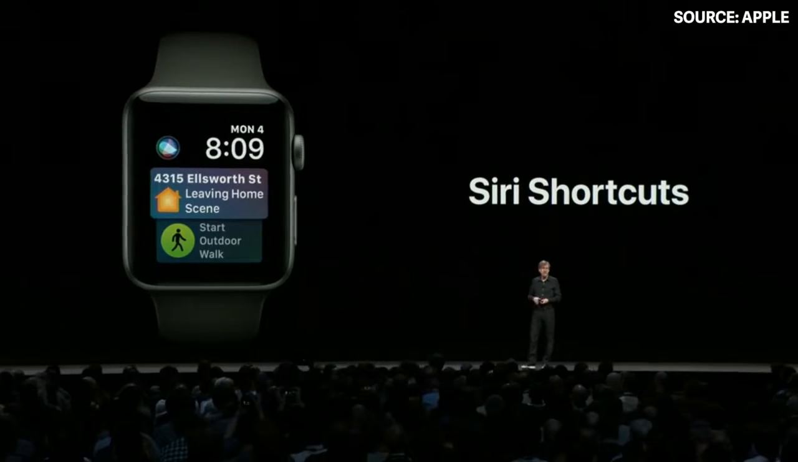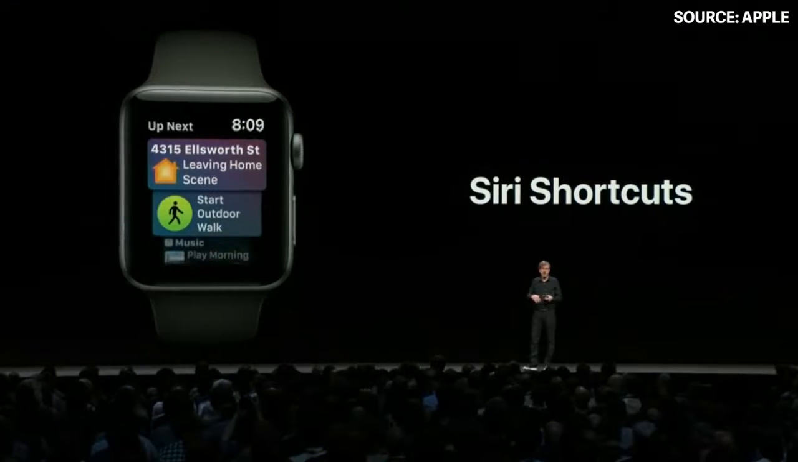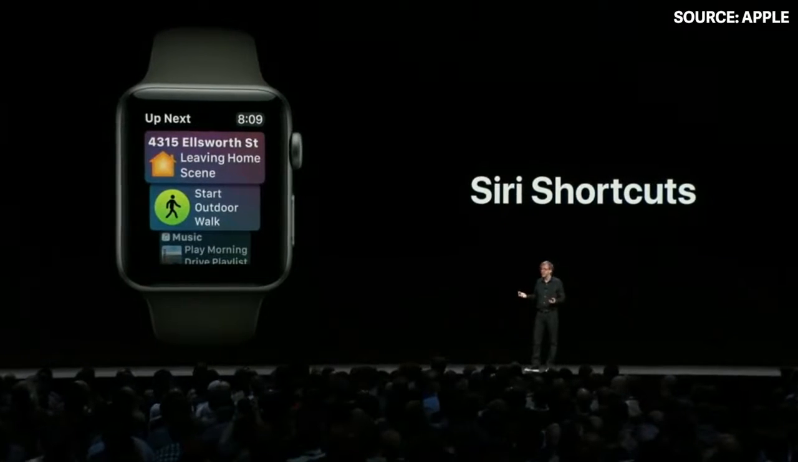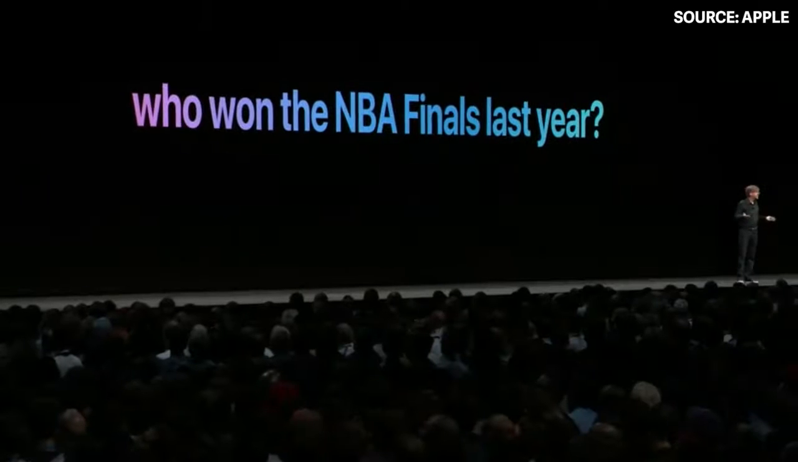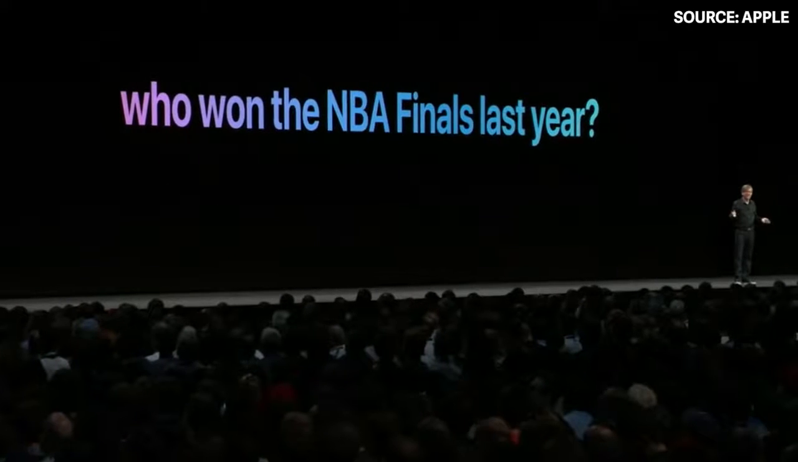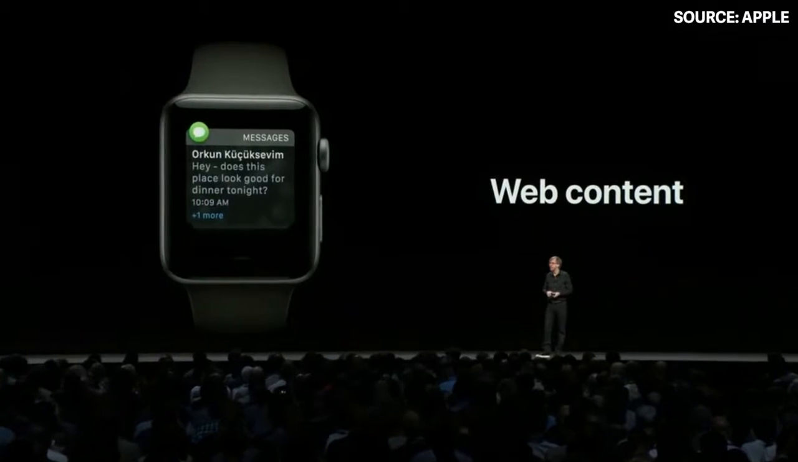So at a wrist raise, you'll be able to directly do things like turn on your leaving home scene or start an outdoor walk. So you no longer need to say, "Hey Siri." You just raise your wrist and talk to Siri. Today, if someone sends you a web link, you aren't able to view it on your wrist. With watchOS 5, we've integrated WebKit, so now you have the ability to view web content in mail or messages.